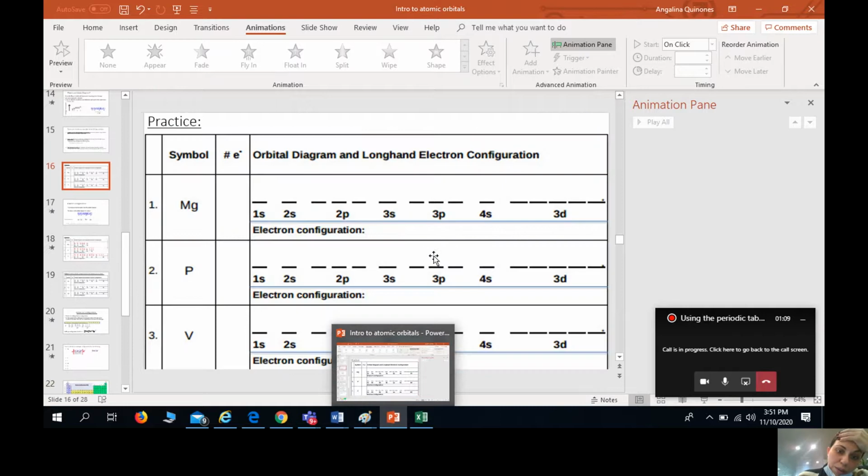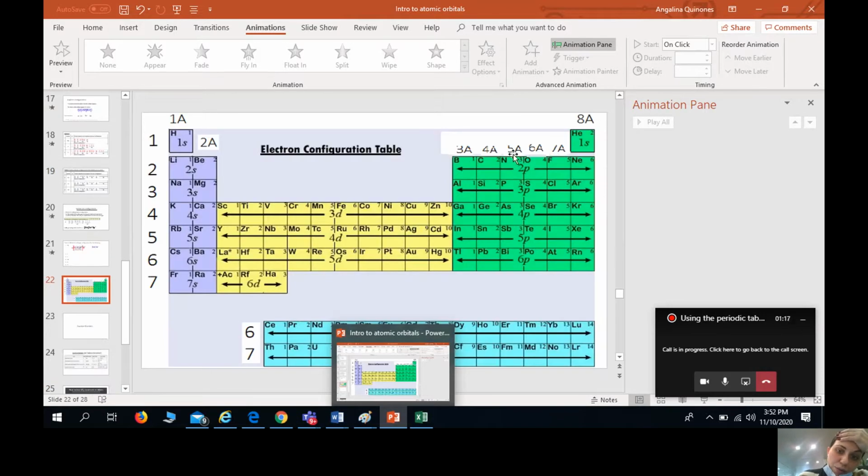So here's an example. The P orbital always has 3 lines, and it can fit 6 electrons. Therefore, the P block has 6 groups. So 1, 2, 3, 4, 5, 6. Technically, helium is actually a part of the S block. That's why it says here 1s2. So helium actually belongs over here.